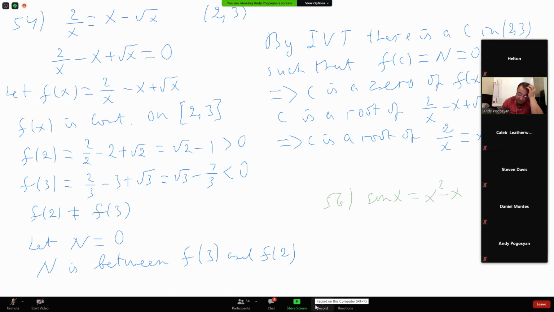So move to the left-hand side. Let's say sine x minus x squared plus x equals 0. A sine function. Now, f is continuous or not on a closed interval. Remember, it's given to you as an open interval. You need to look at the closed interval.